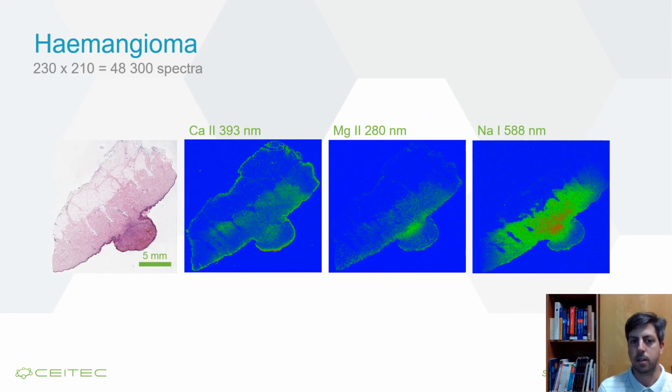So when we move further in the analysis of Haemangioma, this is quite an interesting human sample. You can see that we can also analyze other elements, calcium, magnesium, sodium, and all of them have quite different distributions, which then need to be related to the histological image after hematoxylin staining that is on the left, and those results give us quite an interesting insight beyond classical optical microscopy.